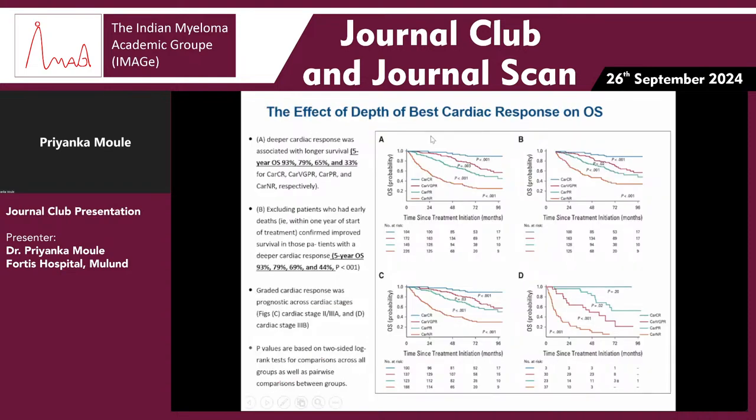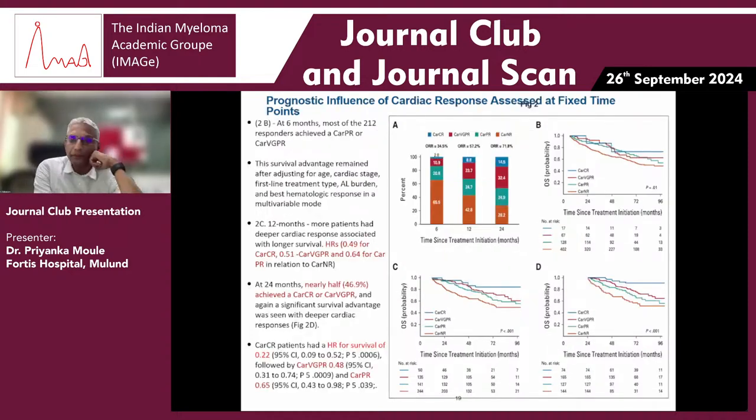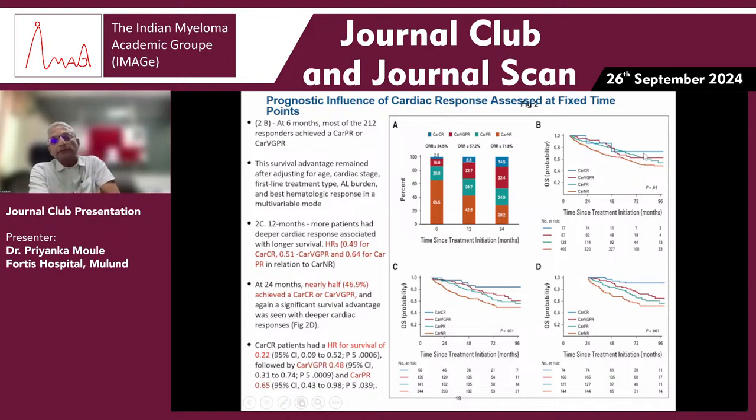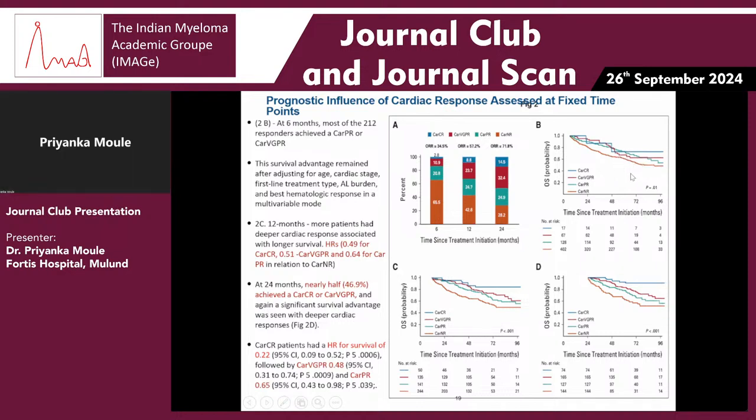Next, prognostic influence of cardiac response assessed at fixed time points. I've discussed this bar diagram. Coming to figure B, survival curves. This is at 6 months, where most of the 212 patients were either achieving a PR or a VGPR. And patients who achieved a CR, which is in blue, had a better survival. In figure C, this is the comparison of the survival curves for patients at the time point of 12 months. And by 24 months, when the responses are deepening, nearly 46.9% of patients achieved a cardiac CR or a VGPR, and they had a significantly better survival. The hazard ratio for survival of patients achieving cardiac CR was 0.22, which is very significant.